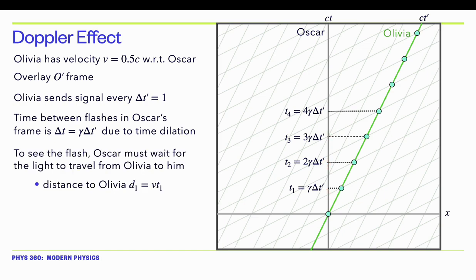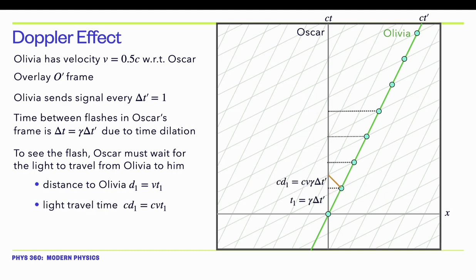Okay, but to see the flash, Oscar must wait for the light to travel from Olivia to him. So when that first flash occurs at Olivia's bike, she's going to be a distance v times t1 away. So remember that according to Oscar, the time of the flash is going to be t1. Since Olivia is traveling at a velocity of v, she's just going to be v times t1 away. So that distance is vt1. The time it takes the light to travel that distance is just going to be vt1 over the speed of light.